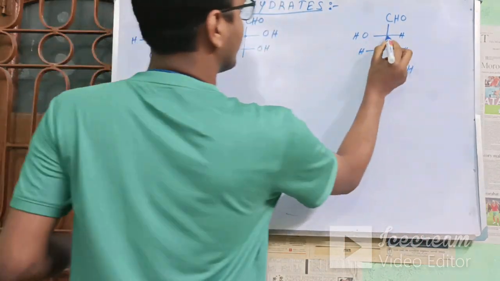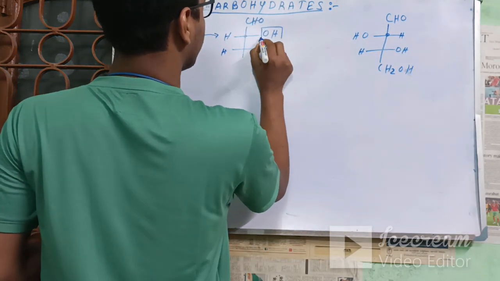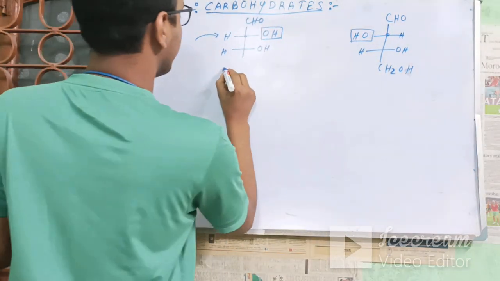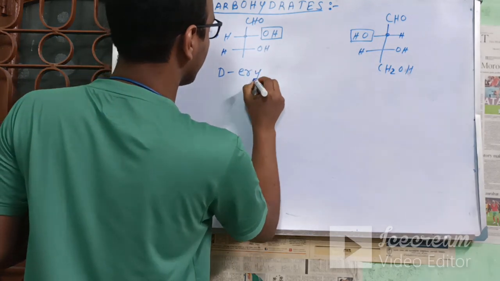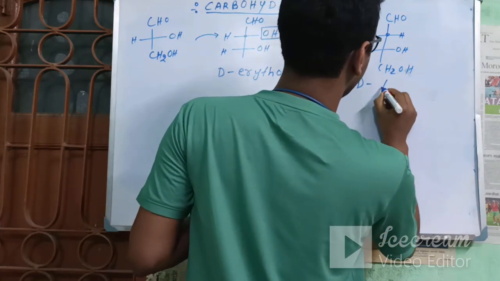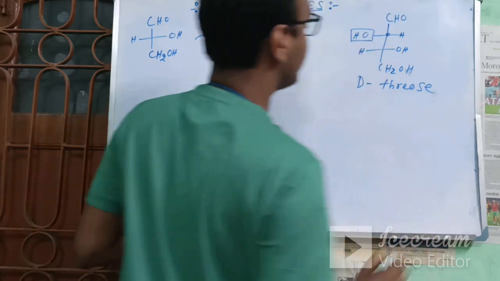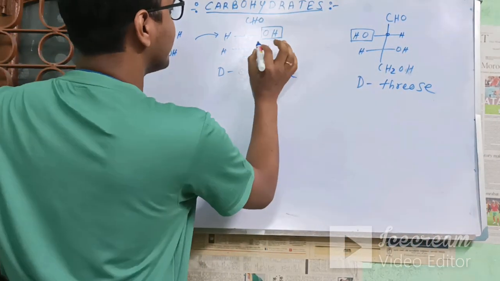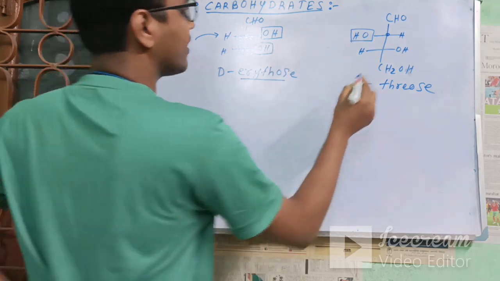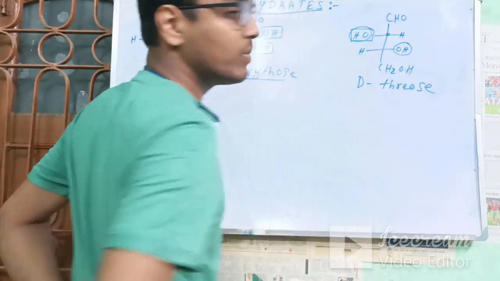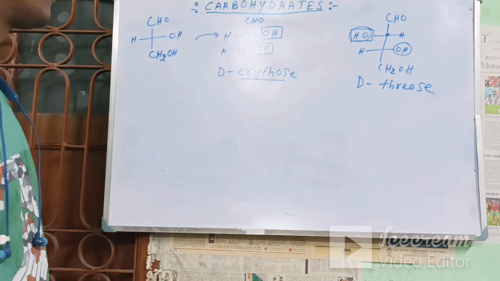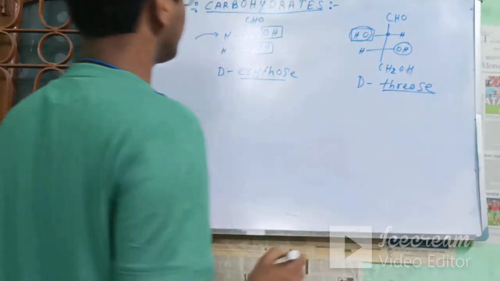So we are increasing this carbon atom. The OH group in the first one is on the right side, and here the OH group is on the left side. This one is named D-erythrose, and this one is D-threose. In erythrose, these two OH groups have the same relative stereochemistry, that's why it is named erythrose. Here the OH and OH groups have different relative stereochemistry, that's why it is named threose. We have come across that in our stereochemistry class. So this is the naming.